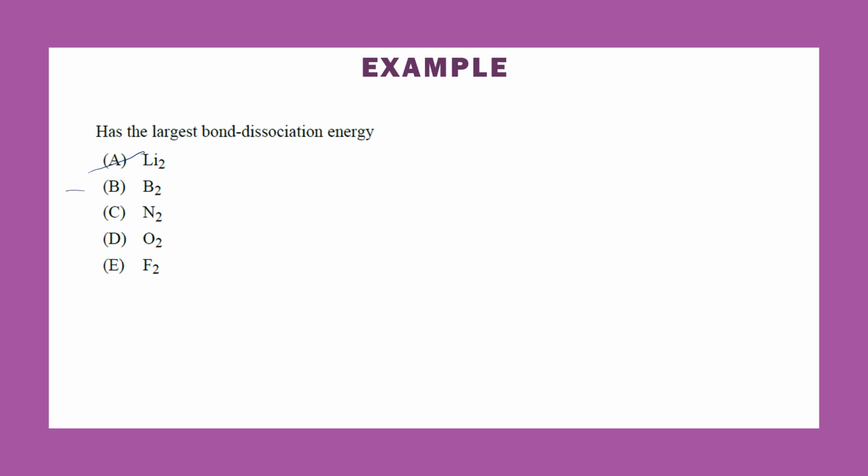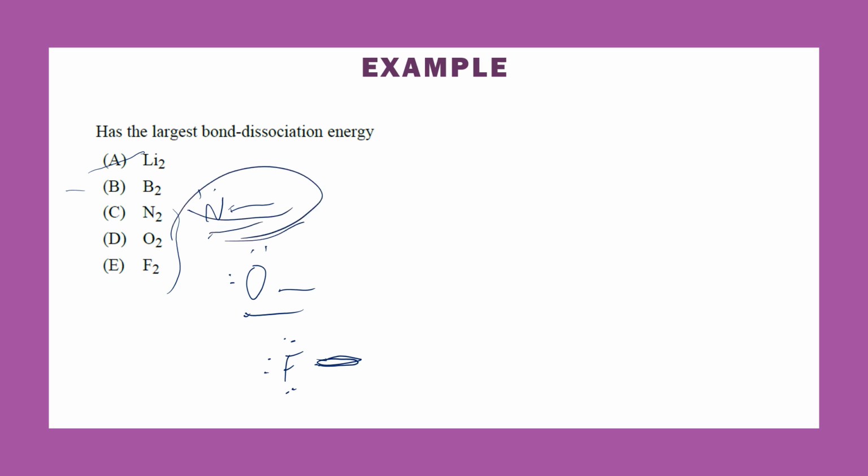But then we have nitrogen, oxygen, and fluorine, and those ones are covalently bound. Nitrogen has 5 valence electrons, oxygen has 6, and fluorine has 7. So fluorine can form 1 bond to another fluorine, oxygen can form 2 bonds, and nitrogen can form 3 bonds. So that triple bond in N2 is what's going to give us the largest bond dissociation energy.